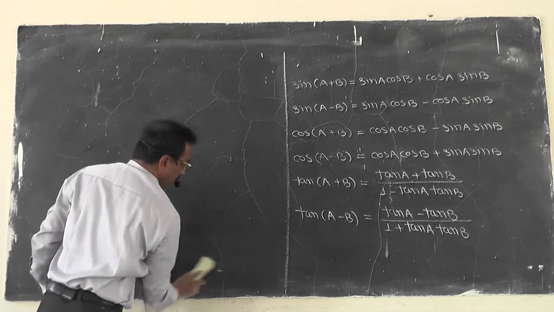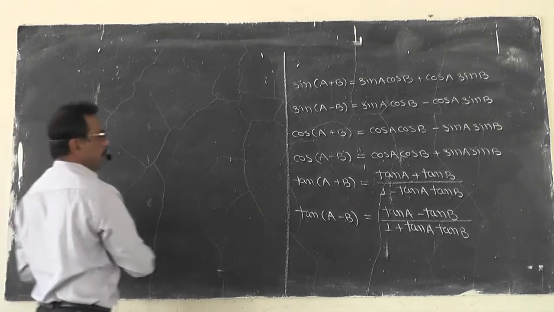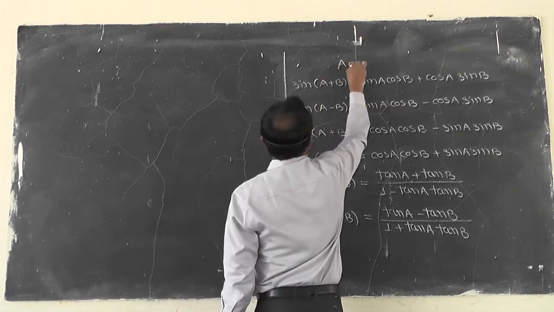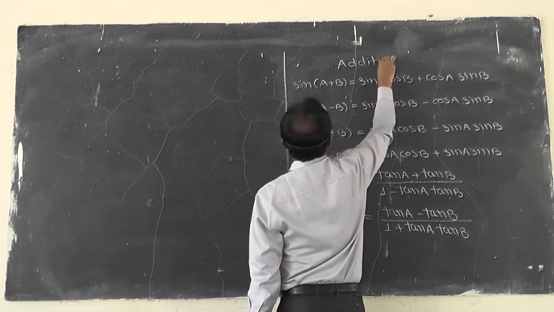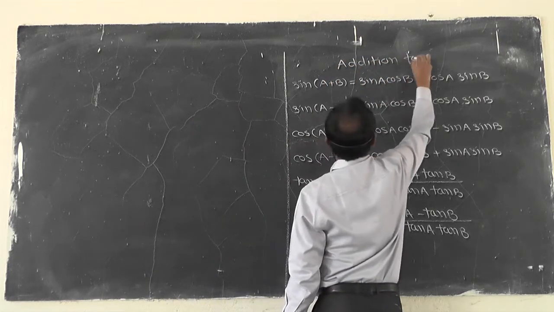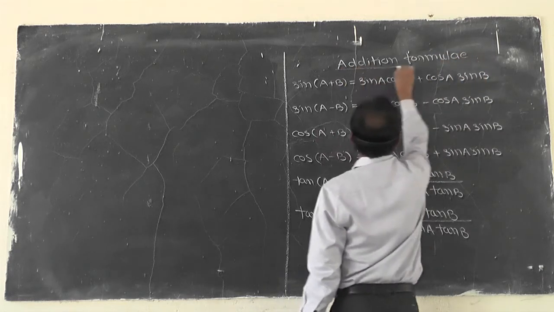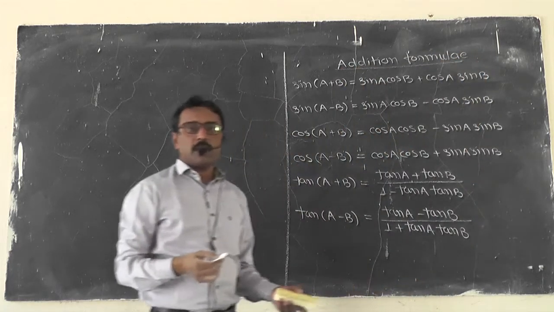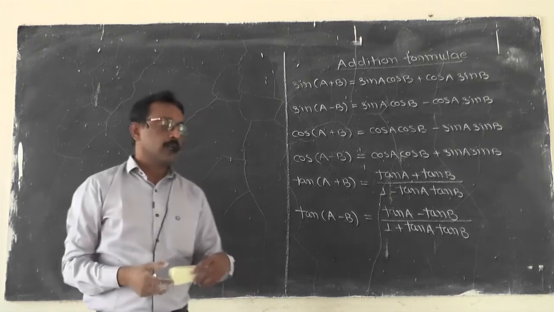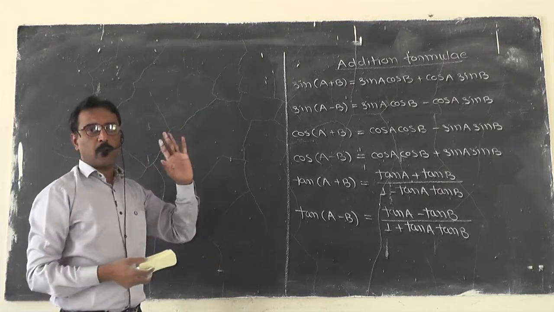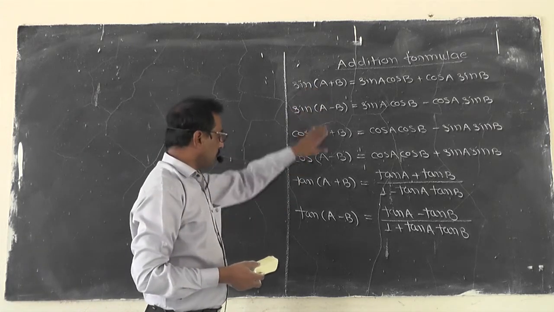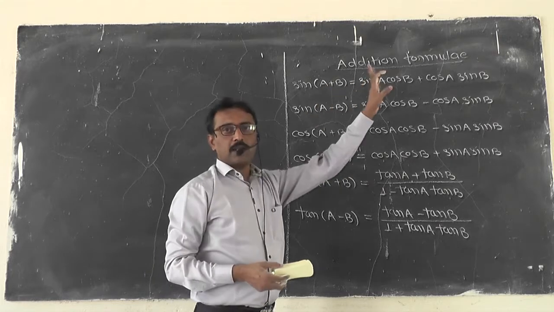Now I have written all the six formulae. These formulae are many times called addition formulae. As far as the name of the chapter is concerned, your chapter name is Trigonometry Second. Trigonometry Second depends upon compound angles, and the formulae written on the board are called addition formulae.